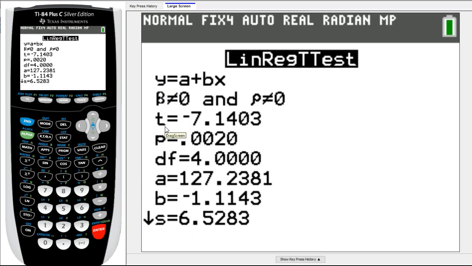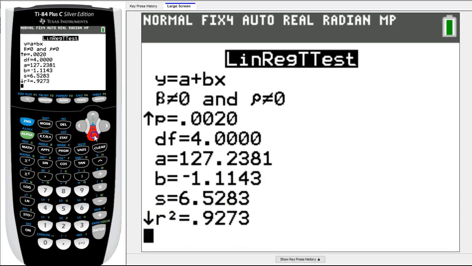This is all the information that I'm given here for my t-test. And there's a whole bunch of information that I can use. My degrees of freedom is 4. My A value is 127.2381. My B value is a negative 1.1143. And let's go down and see what else we're given.